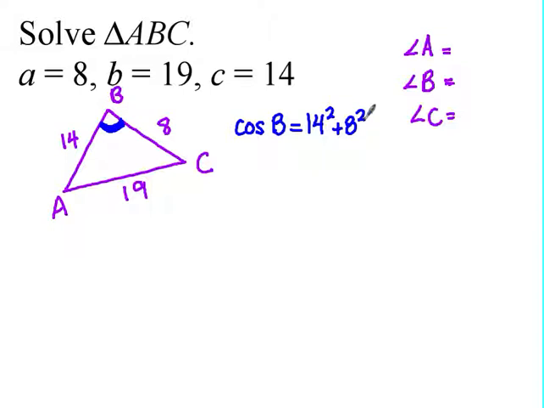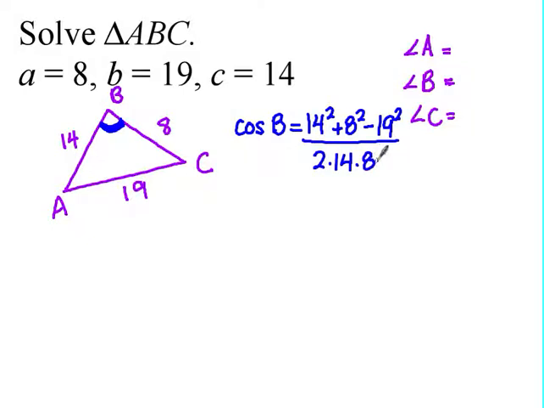Why do you think I used the 14 and the 8? They're the ones that touch B. So the two sides that flank the angle you're trying to find are the two that you start with. I'm going to subtract from that the side opposite the angle, 19 squared. And I'm going to divide that by 2 times 14 times 8.